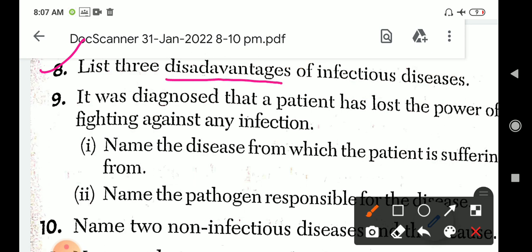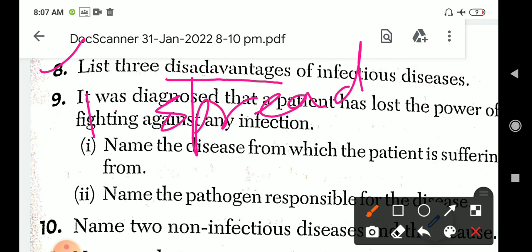You have to give disadvantages. Disadvantages means limitations, right? You have to give what the limitations are. The first limitation is that infectious diseases are a source of spread of infection. They may spread from one person to another, right? Because these are infectious, a healthy person can be infected through an infected one.